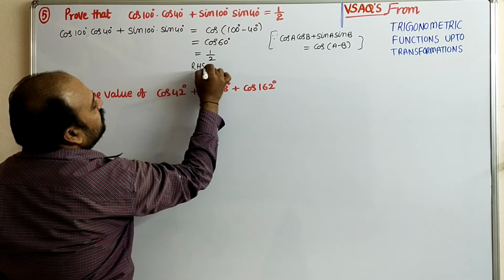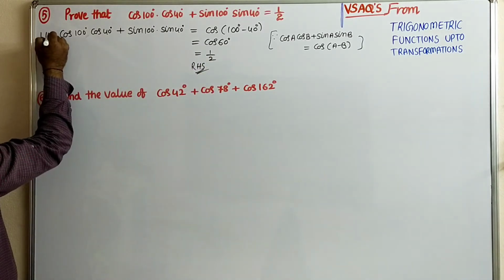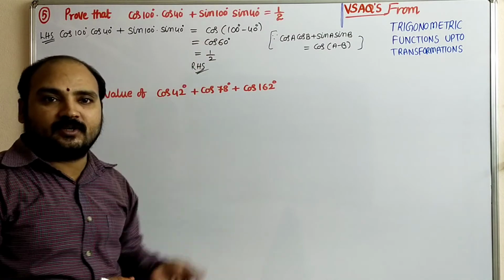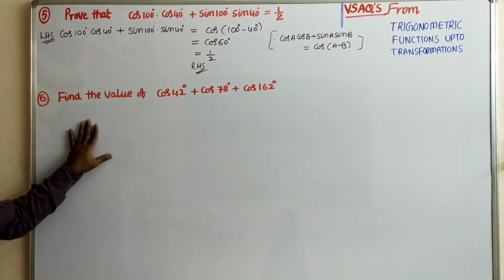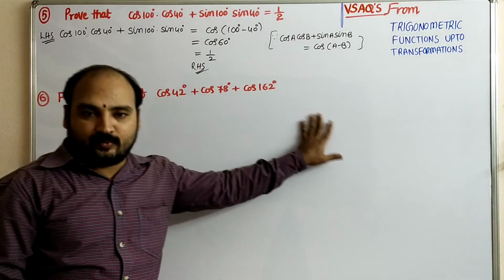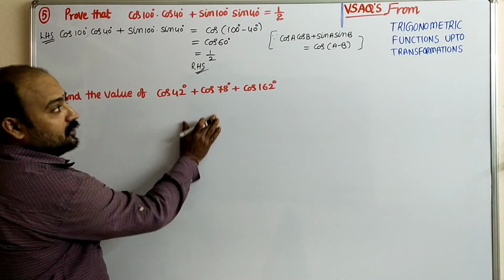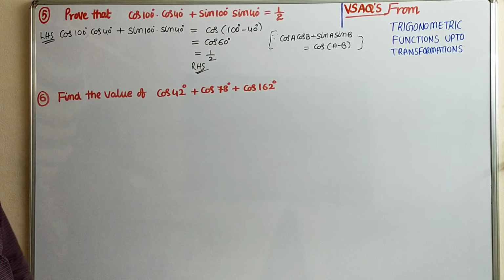RHS. They are asking to prove the result. Hence, we got it. Come to the second question. Here, they are asking to find this value. This type of question is very important. Here, this is the direct question by using the formula.